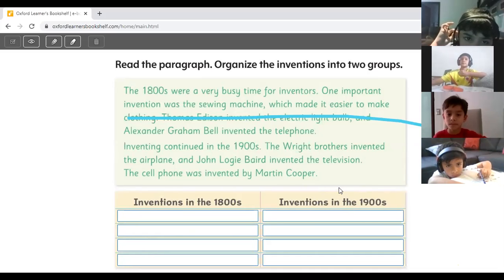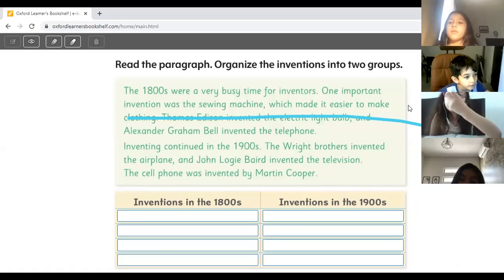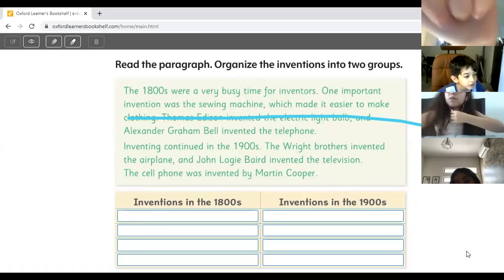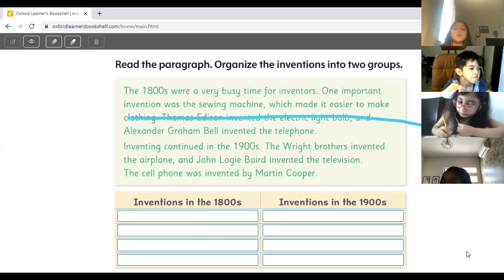Look, the 1800s were a very busy time for inventors. One important invention was the sewing machine, which made it easier to make clothing. Thomas Edison invented the electric light bulb. Graham Bell invented the telephone. Tell me one invention in the 1800s. You can tell me. Asenet? Teacher, light bulb. Very good. The light bulb. Write down one invention in the 1800s.